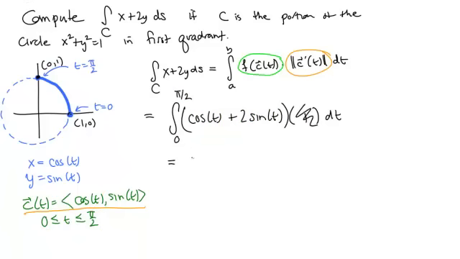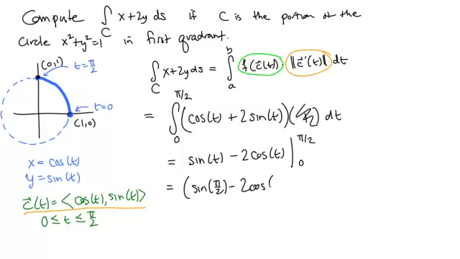If we integrate cosine, we're going to get sine of t. If we integrate 2 sine of t, we'll get negative 2 times the cosine of t. And then we'll evaluate this from 0 to pi over 2. So we're going to have the sine of pi over 2 minus 2 times the cosine of pi over 2, minus the sine of 0 minus 2 times the cosine of 0.